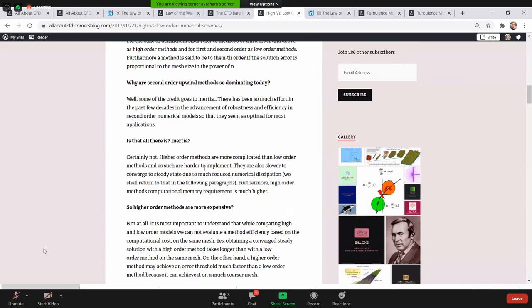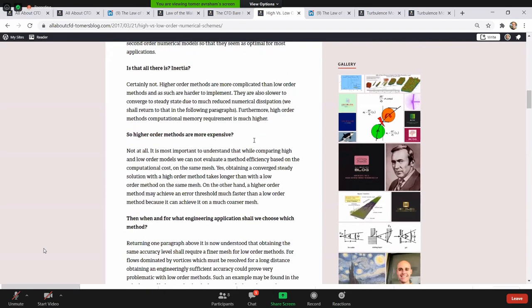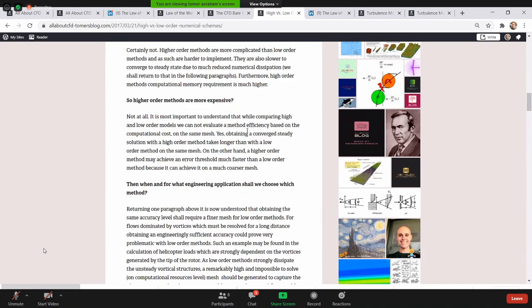But it doesn't mean that we could not gain a lot of knowledge by using higher order models, especially, as we saw, the numerical dissipation and numerical dispersion, which could be much reduced. Higher order discretizations don't have to be more expensive, because you can then use a larger mesh. I mean, you don't have to have the mesh as refined.